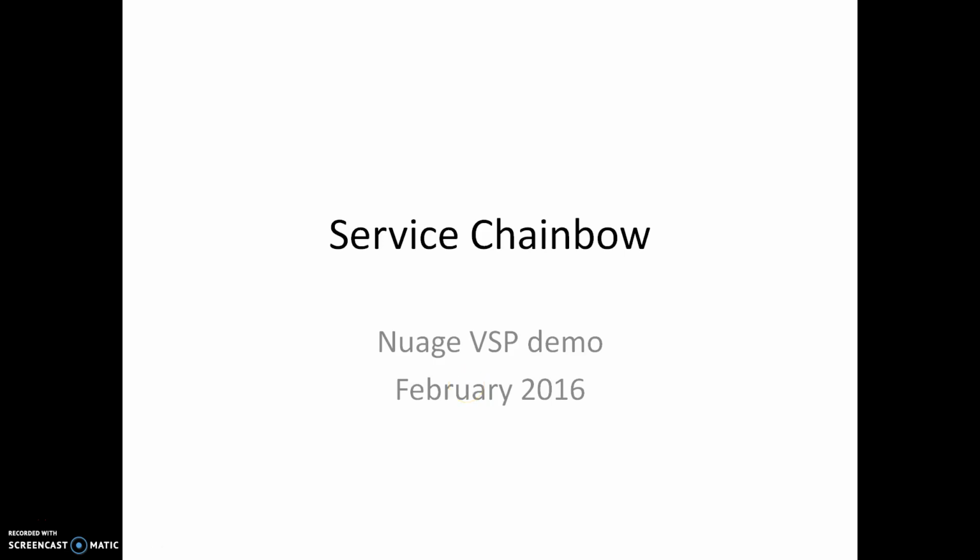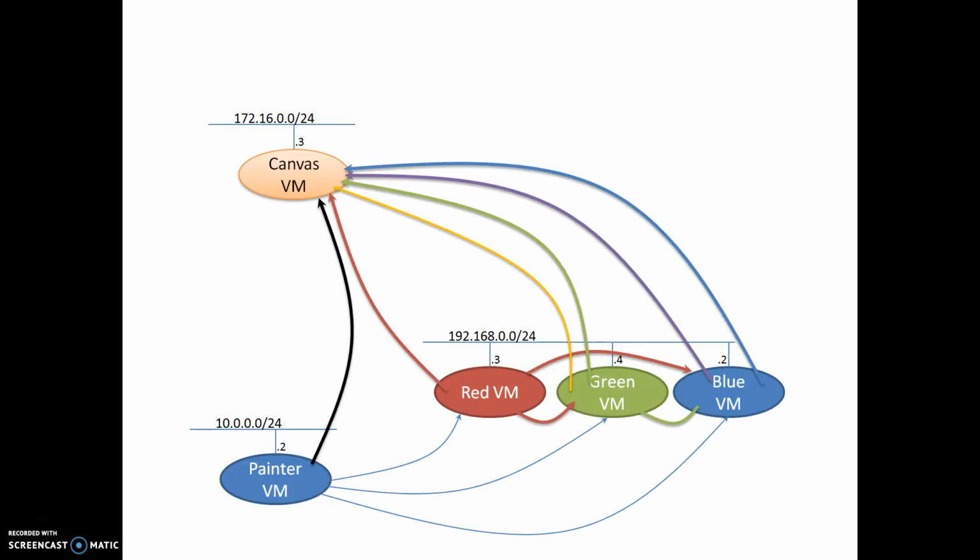Hello, in this demonstration I'm going to show you service chaining with a bit of a twist. In this example we have 5 VMs. There's a painter VM at the bottom, a canvas VM at the top, and then there's 3 VMs representing the 3 primary colors, red, green and blue.